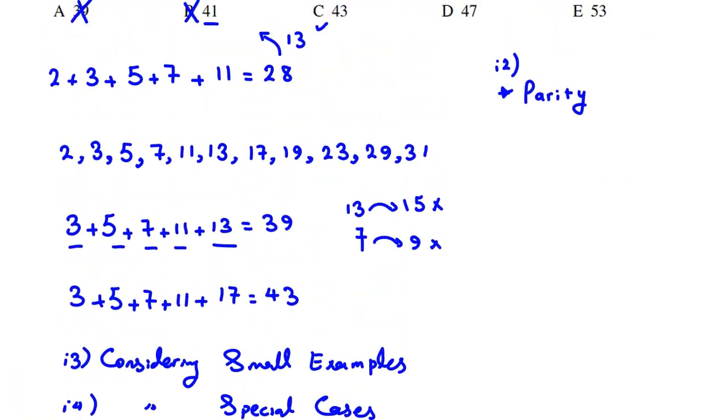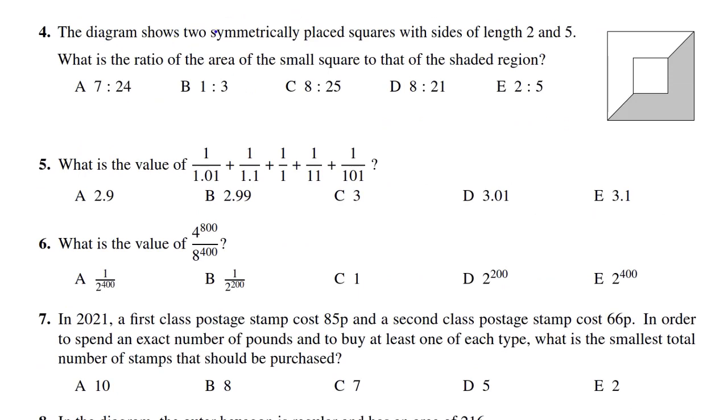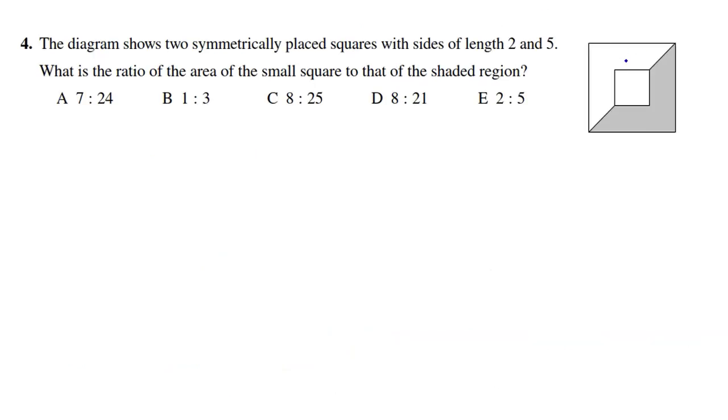Okay, it was problem 3. Now let's solve problem 4. Okay, problem 4 says the diagram shows two symmetrically placed squares with sides of length 2 and 5. What is the ratio of the area of the small square to that of the shaded region? Okay, this length is 2. Let me write it. It is 2, it is 5.